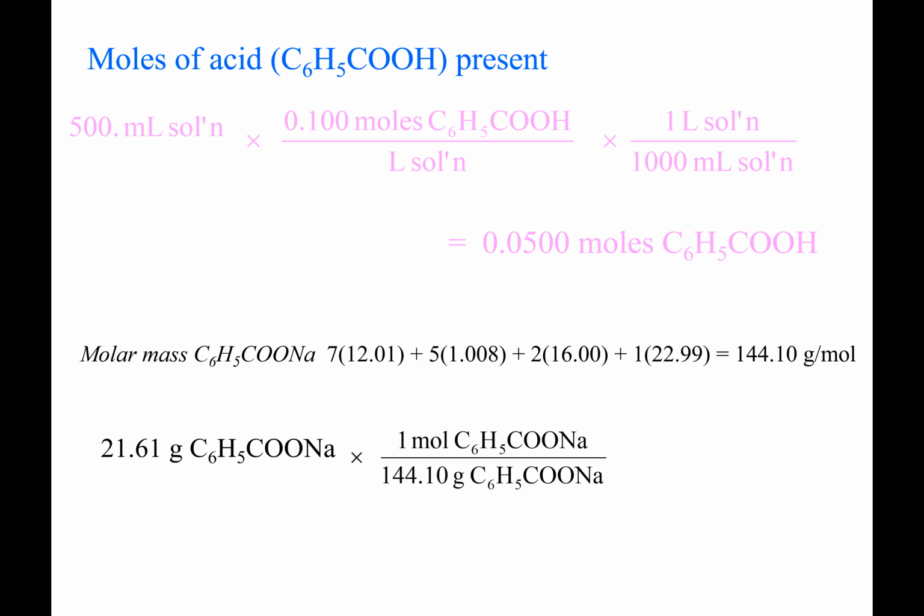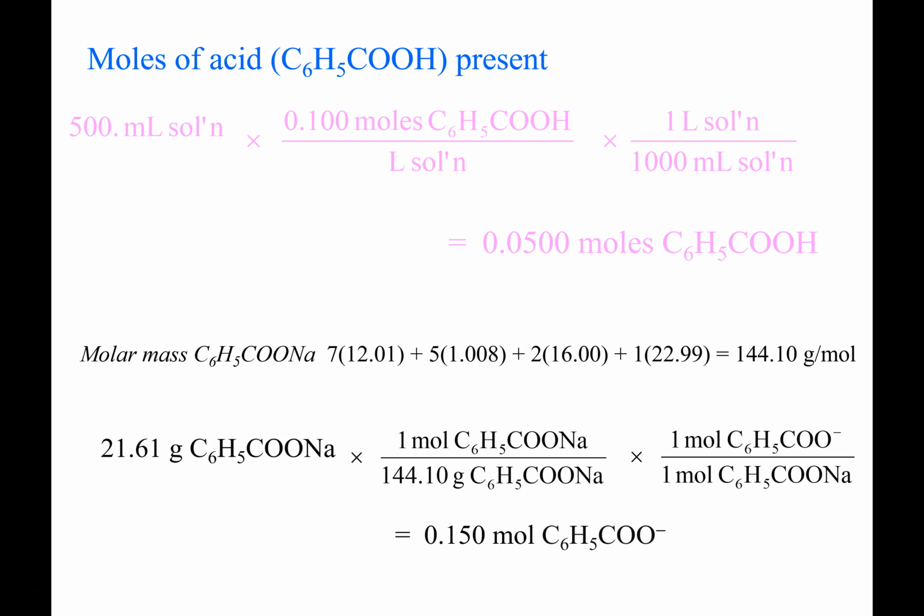We just want moles of C6H5COO minus, which has a 1-to-1 relationship. So 1 mole of the C6H5COO minus for every 1 mole of C6H5COONa you have. We're allowed 4 sig figs, so you're looking at 0.150 moles.